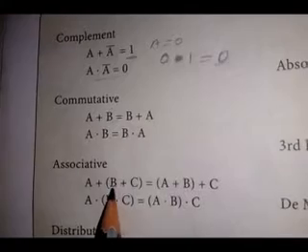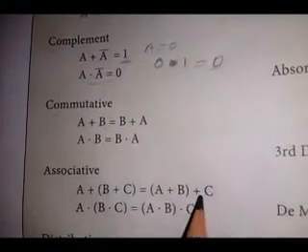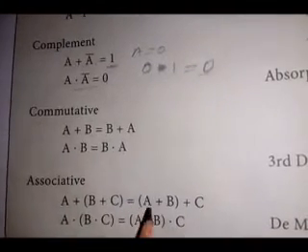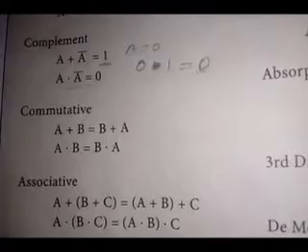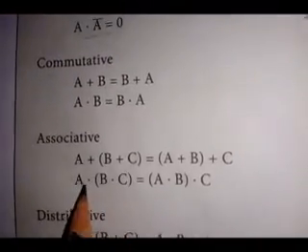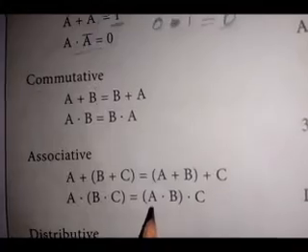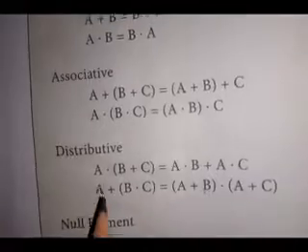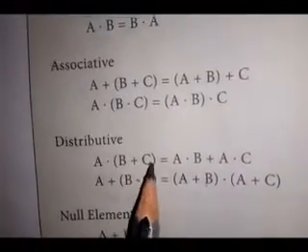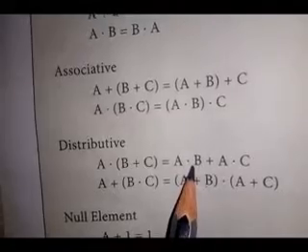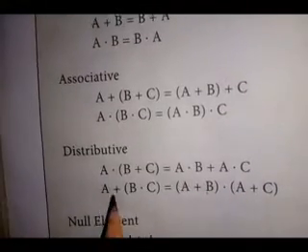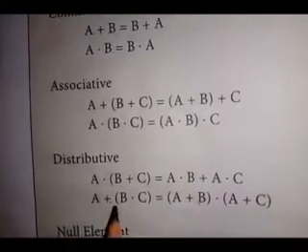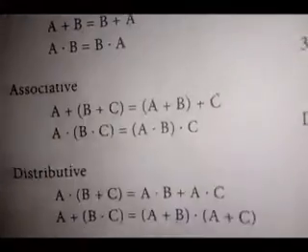A plus B plus C equal to A plus B, B plus C. A plus B, B plus C equal to A plus B plus C. Same way for multiplication: A into B into C. Then next, distributive law. A into B plus C equal to A into B plus A into C. A plus B into C equal to A plus B into A plus C. In mathematics we studied this one.